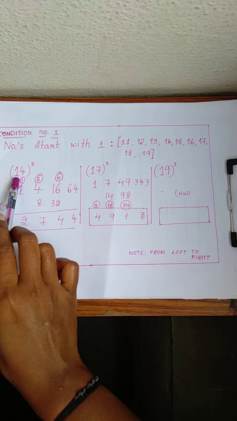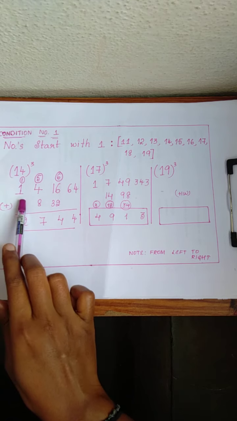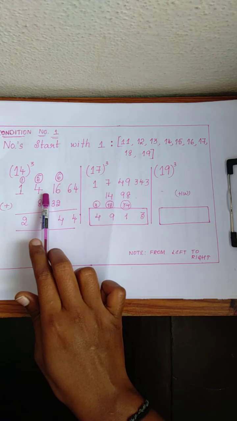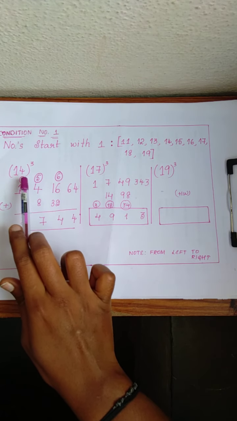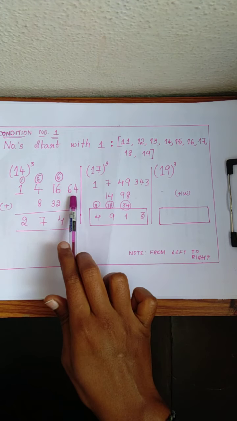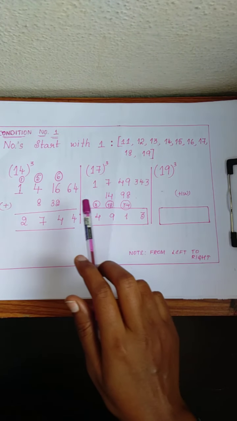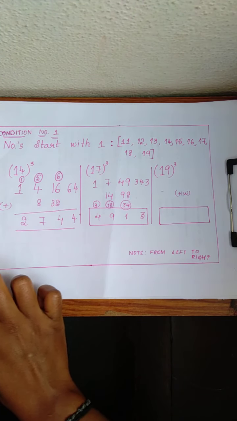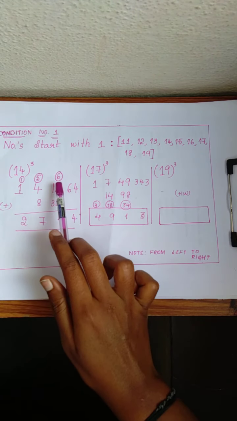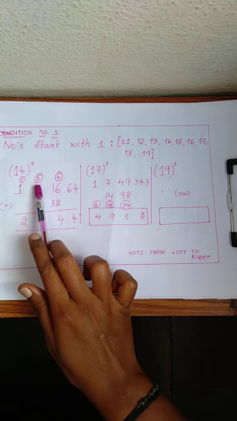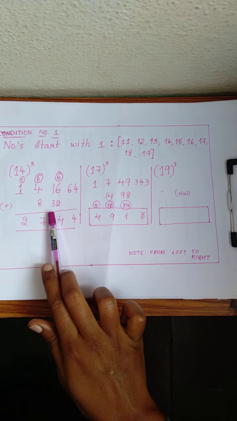So I took 14 cube. 14, 1, 4. Write 1 as it is, 4 as it is, square the second digit. 4 square 16. Now cube the second digit again. 4 cube 64. After doing all those, you need to leave the first number and the last number. Leave the first and last. The remaining middle 2 digits, you need to double them: 4 2s are 8, 16 2s are 32.